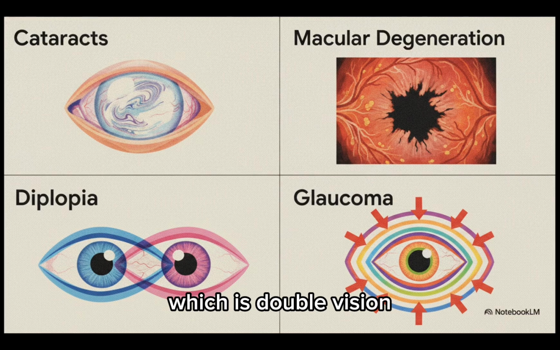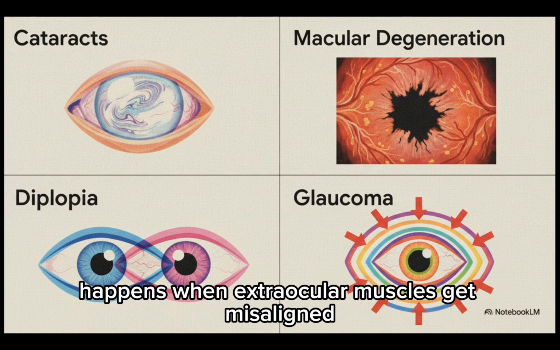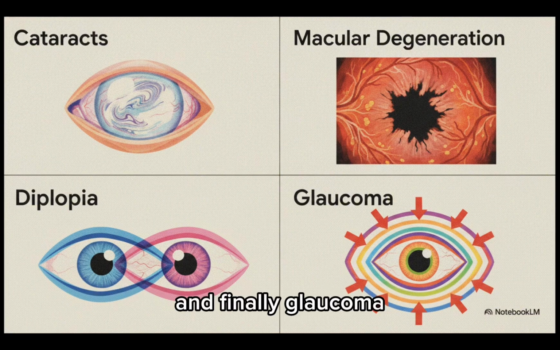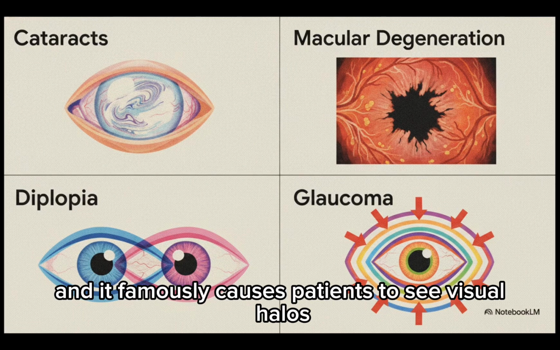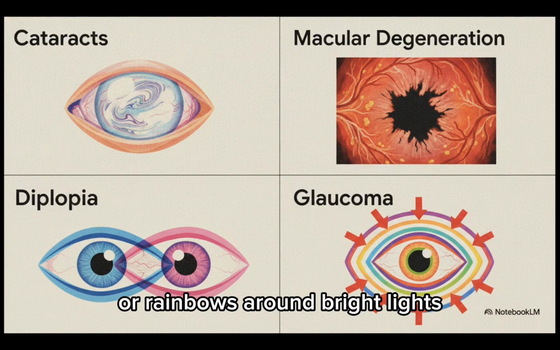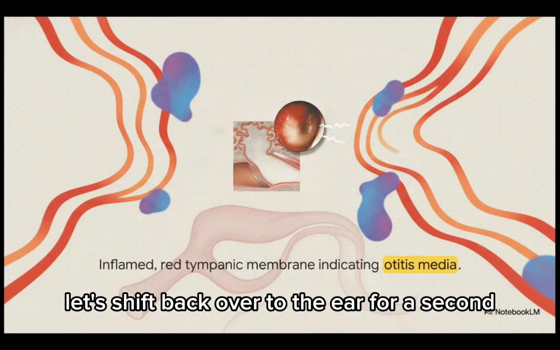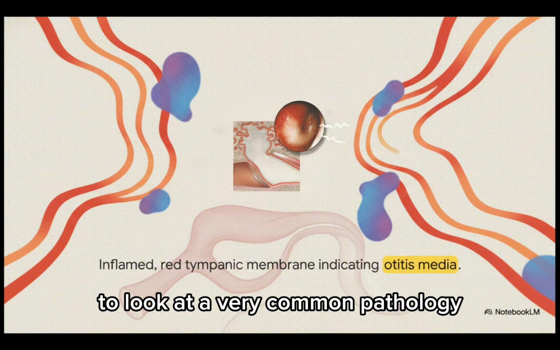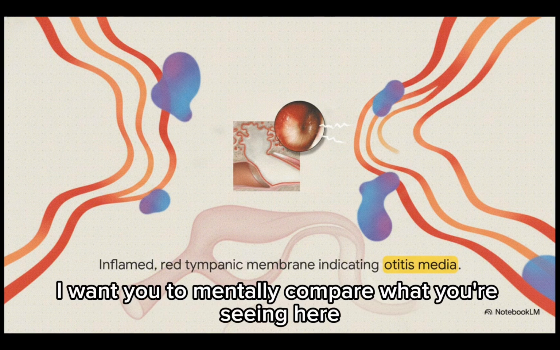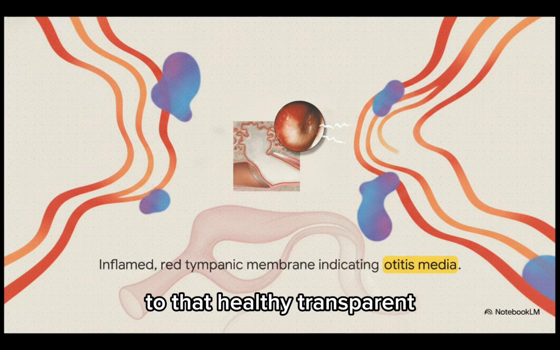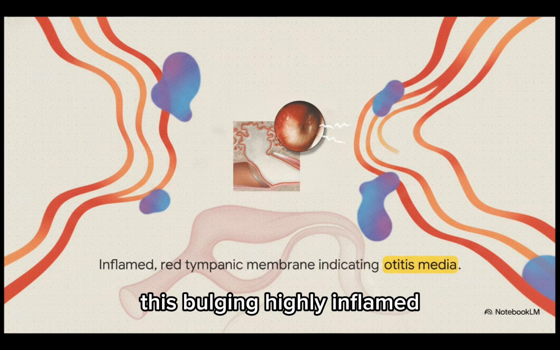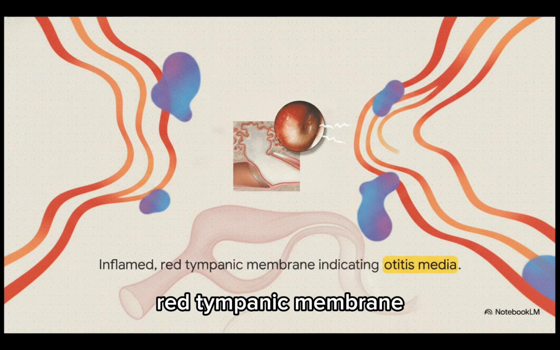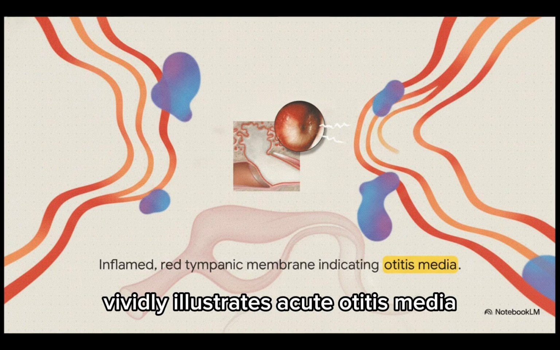Diplopia, which is double vision, happens when extraocular muscles get misaligned. And finally, glaucoma. This is marked by increased intraocular pressure, and it famously causes patients to see visual halos or rainbows around bright lights. Let's shift back over to the ear for a second to look at a very common pathology. I want you to mentally compare what you're seeing here to that healthy, transparent, pearl gray eardrum we discussed earlier. This bulging, highly inflamed, red tympanic membrane vividly illustrates acute otitis media.